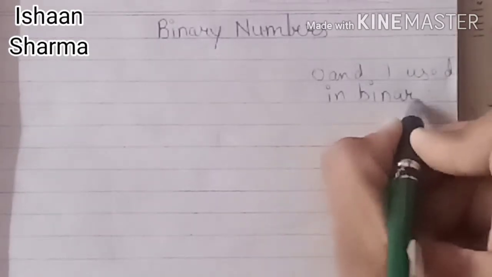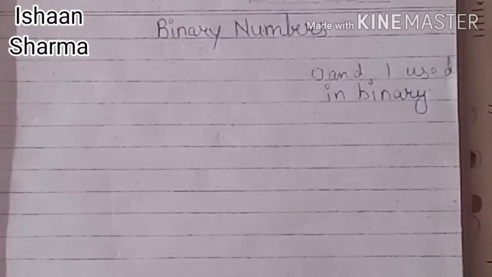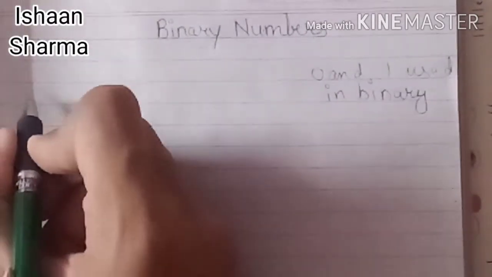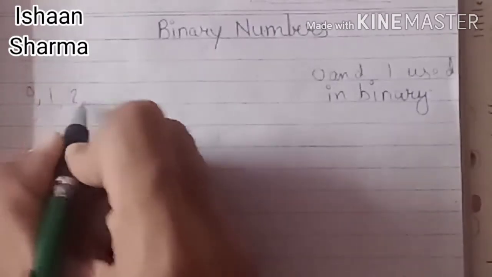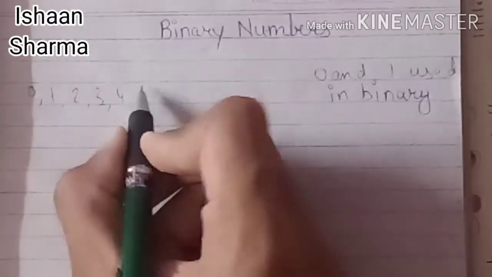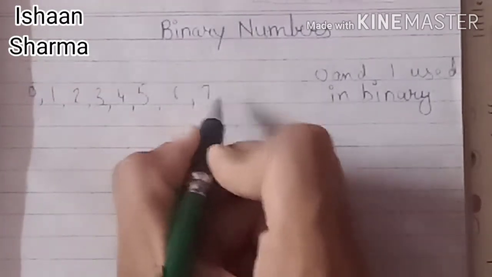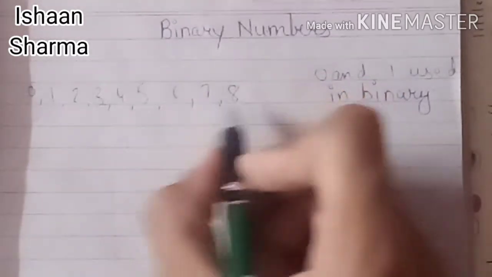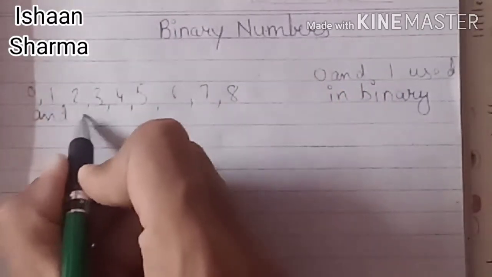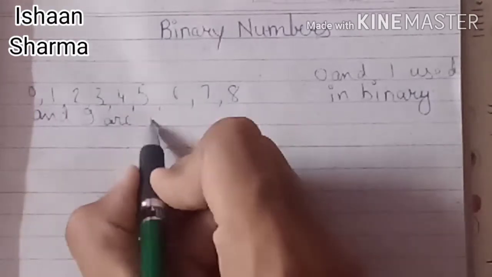Binary system. And 0, 1, 2, 3, 4, 5, 6, 7, 8 and 9 are used in the decimal system.